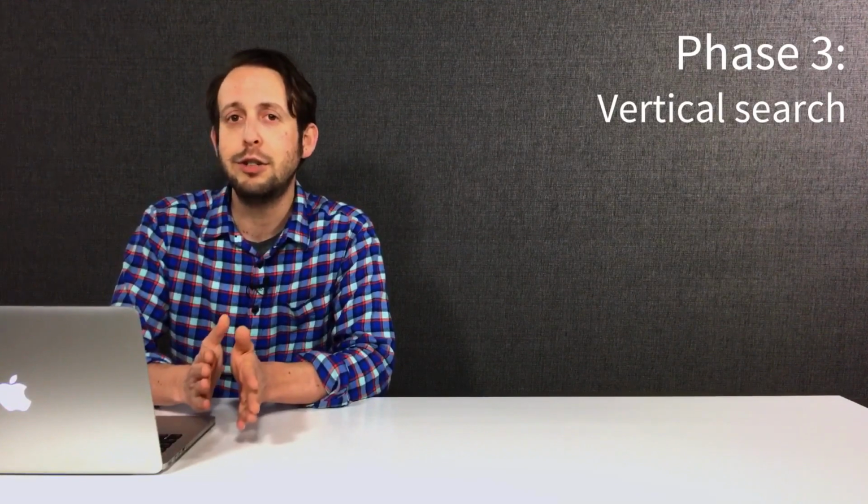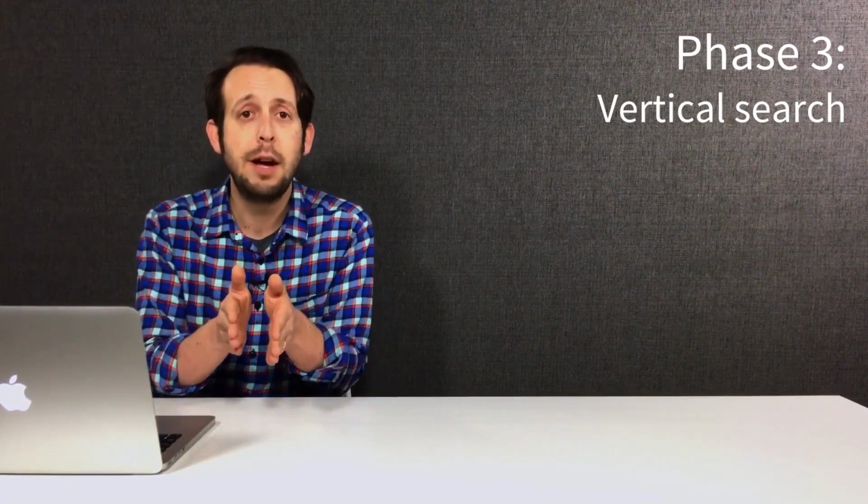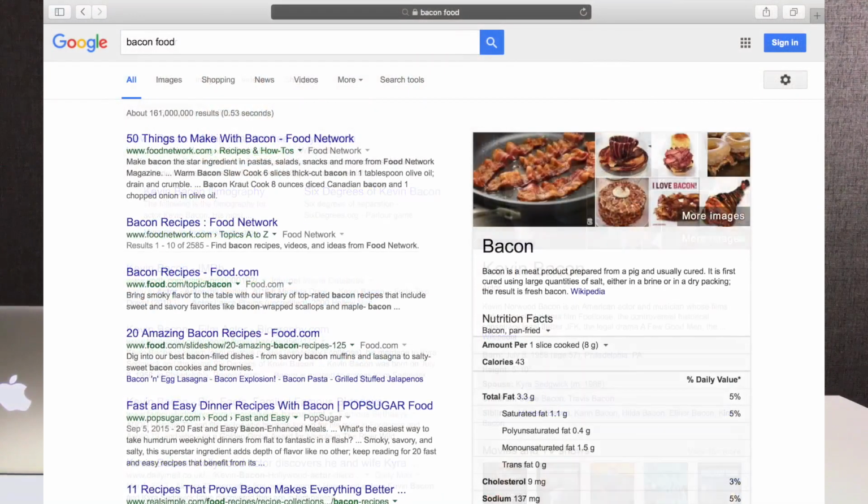But in vertical search, you just are searching through one vertical slice, and that one slice of web might only be about entertainment. So when you search for something like bacon, you would get results about the very talented Kevin Bacon instead of the very tasty food, bacon. Google calls vertical search universal search.